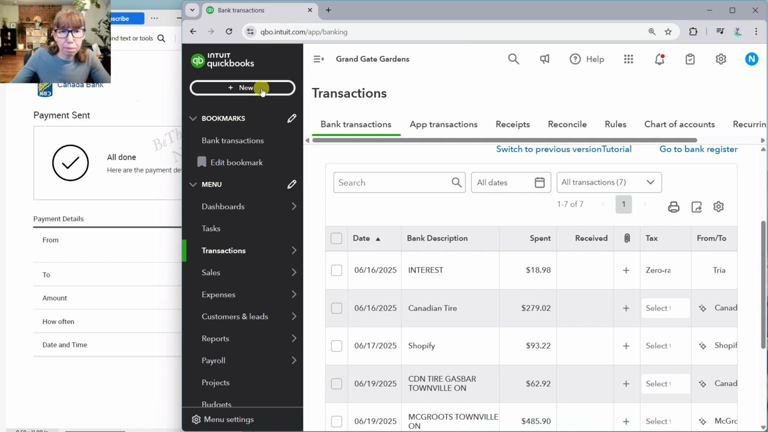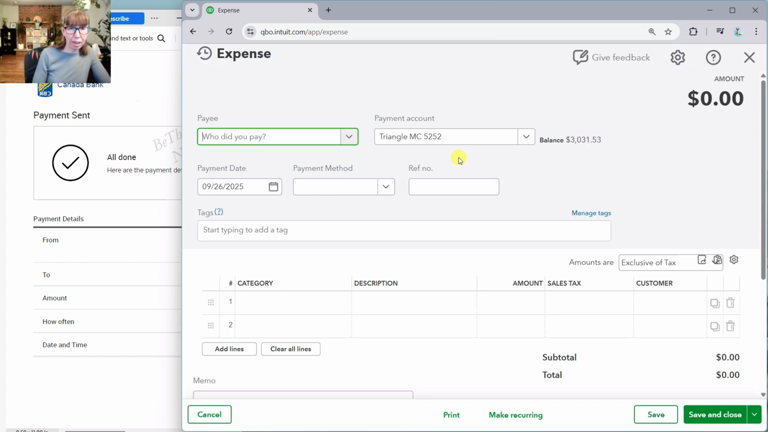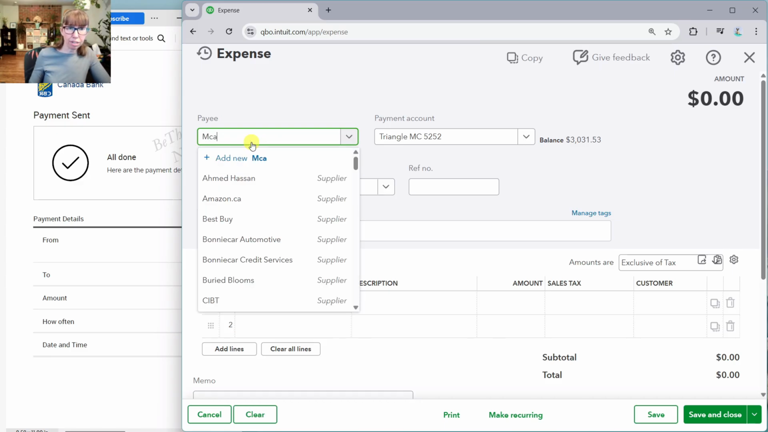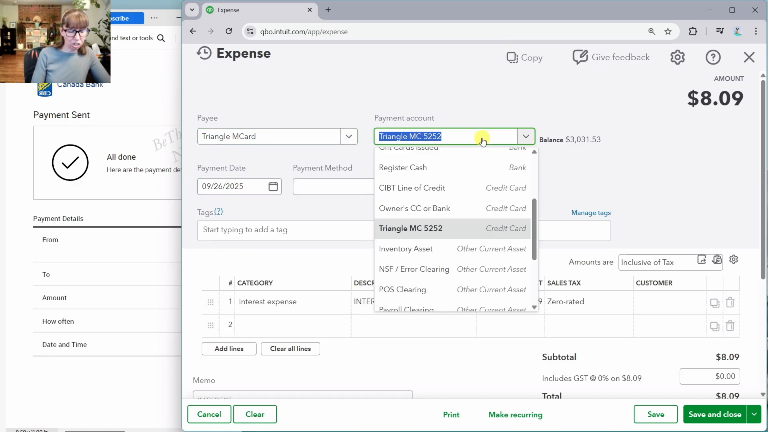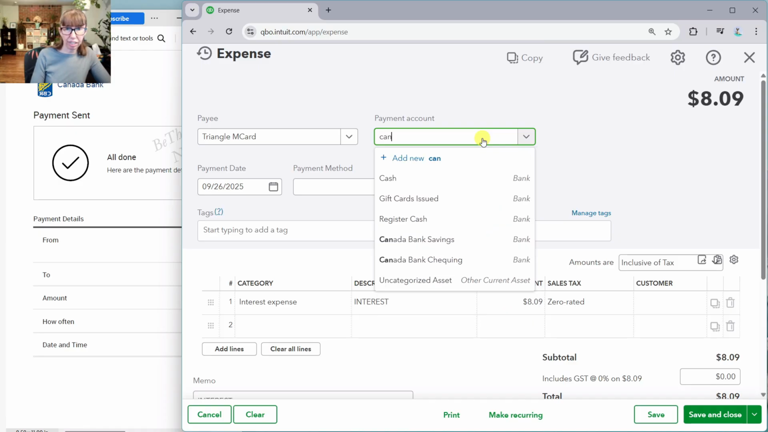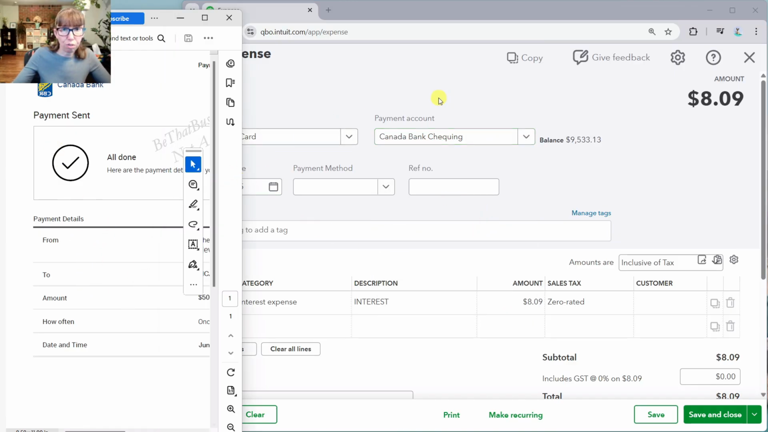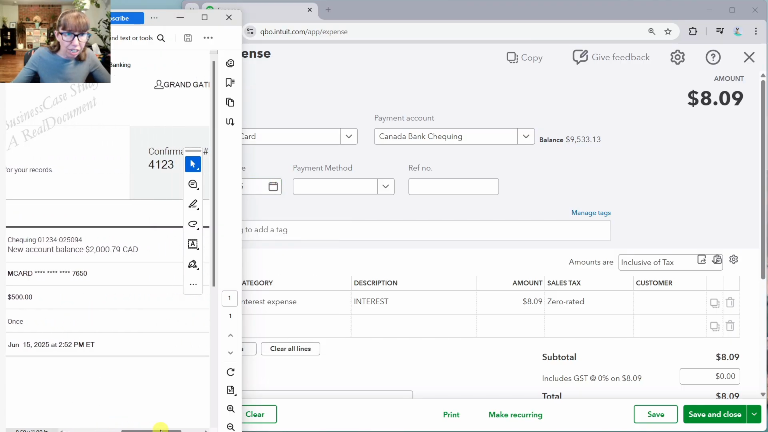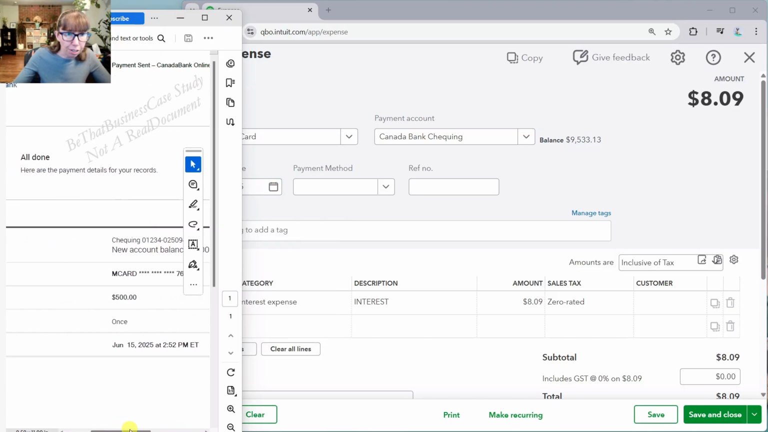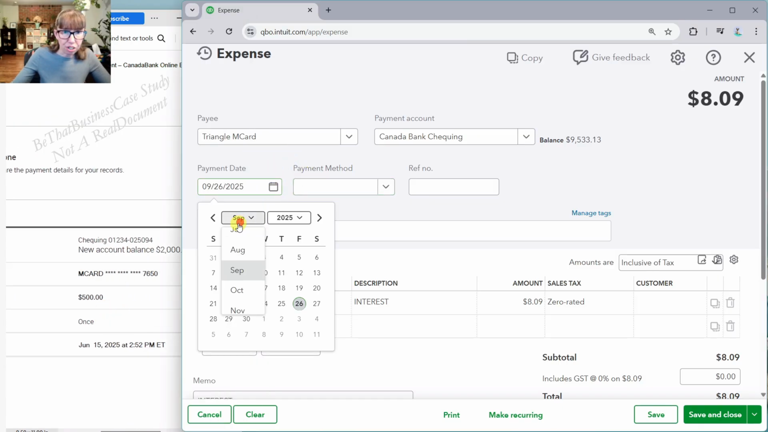So if we were to put this in the big screen way, we'd say new expense. And who did we pay? We paid MCard. And the payment account was actually the Canada Bank checking. And the payment date was June 15th. Well, that's when this was printed. Let's make sure it is June 15th. Oh, there it is, June 15th. I found it. So we'll just say June 15th.